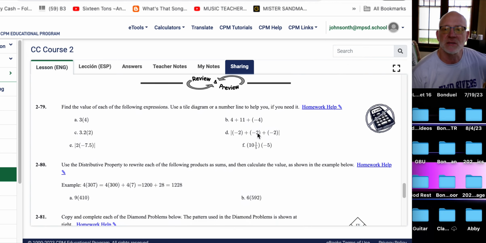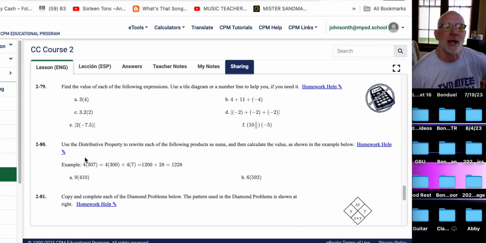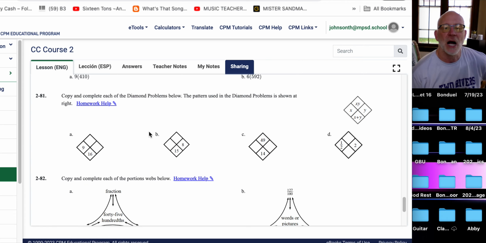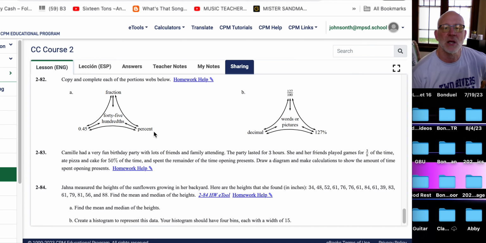Find the value of these. And they have some absolute value in there too, if you remember what that means. And if you don't remember what absolute value means, get on your homework help. 280, we're talking about distributive property. Homework help. We have some diamond problems. We have some fraction, decimal, percent problems.